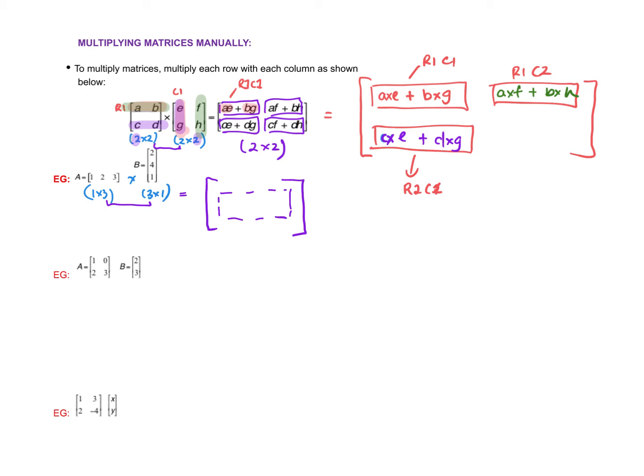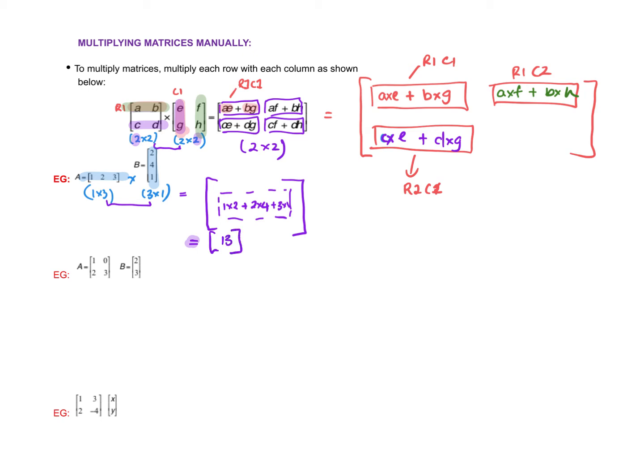So if you think we've got row 1 with column 1, so it will be 1 times 2 plus 2 times 4 plus 3 times 1. Can you see you're pretty much taking these three and you multiply with those three and add them together? All right, so if you simplify that, that would be 2 plus 8 plus 3, which would be 13.